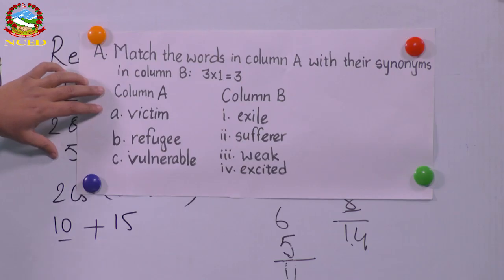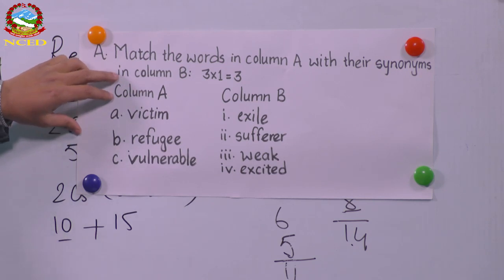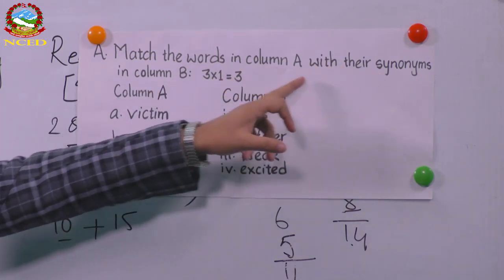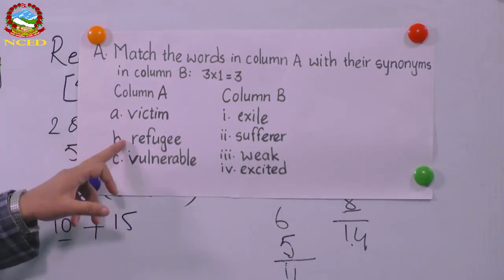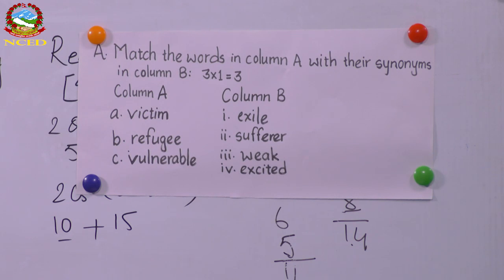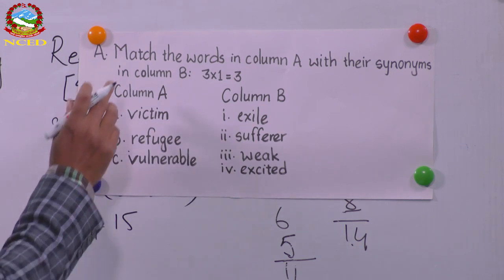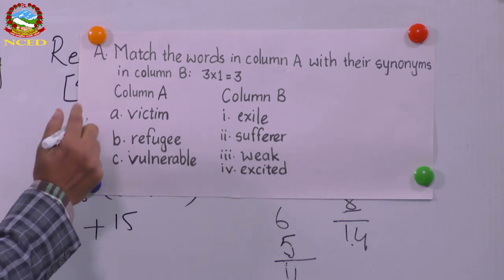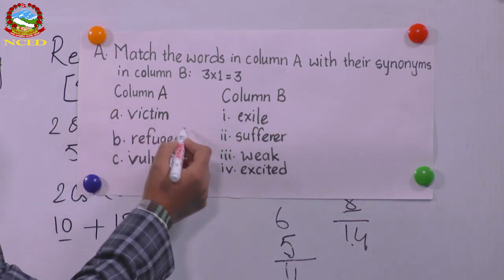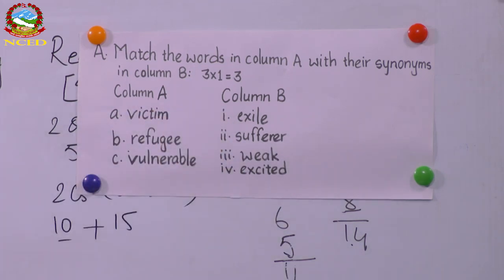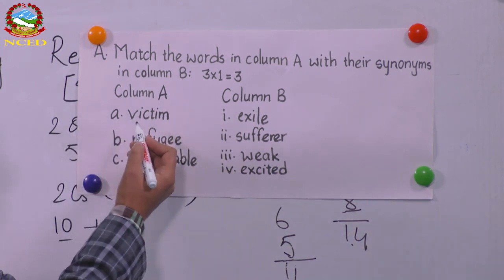Match the words in column A with their synonyms in column B. Synonyms means synonymous words, the words that have similar meaning. Synonyms, remember, same meaning. So what are the words here? Victim, refugee, vulnerable. What do you think is the correct word to match? We can match it right here. So in the exam, it is not necessary to copy all the instructions here. Just give the question number and how you do. You just draw the line to match, or you can just give an equal sign.